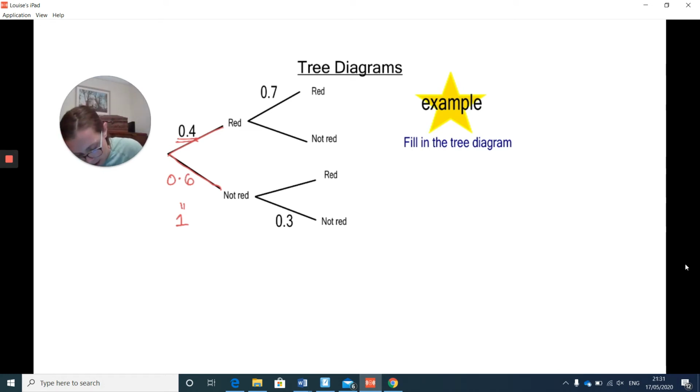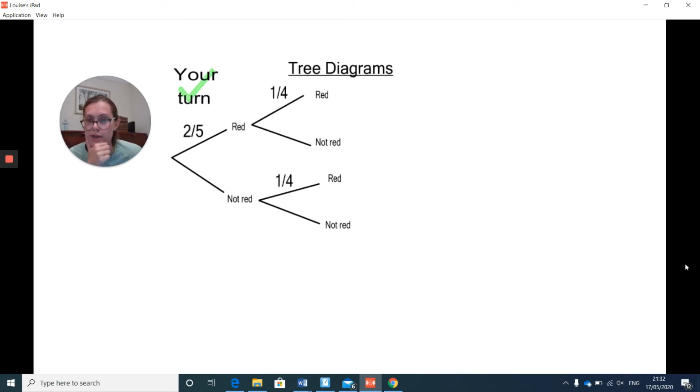Same thing going on here. You've got 2 branches coming from the same point, so they must equal 1. Therefore, if this one's 0.7, what would you have left? 0.3. Finally, same again here. Branches coming from the same point must equal 1. If you've got 0.3 here, that leaves you with 0.7 that must go there. So that's how we can fill in gaps of information.